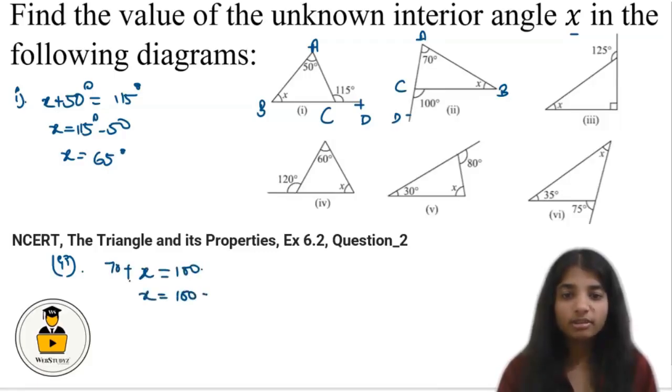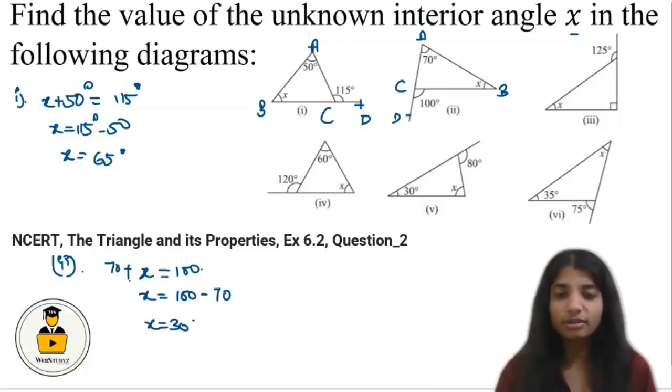Solving this, x is equal to 100 minus 70. Further solving this, we get the value of x, that is equal to 30. So this is the answer to part 2. Now let's discuss part 3, naming this as A, B, C and let's say D.